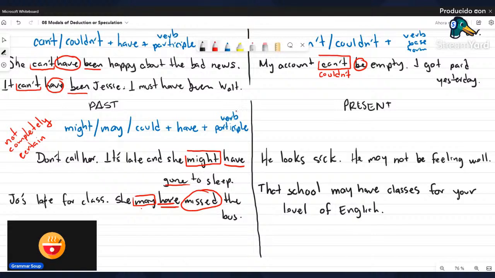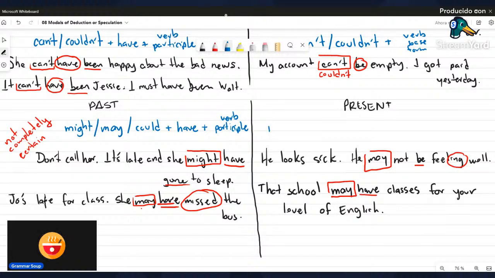It says he looks sick. He may not be feeling right. As you can see here, I'm using the modal verb, and I'm speculating. If I want to say something that is happening right now, I can say the be verb and then the ing form of the verb. So in this case, that school may have classes, right? I'm using the may, and then I have the verb in the base form as we did before. So it's actually the same.